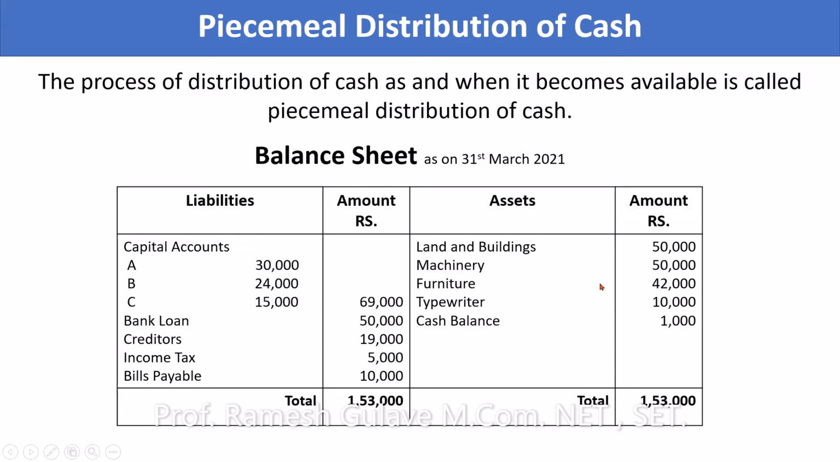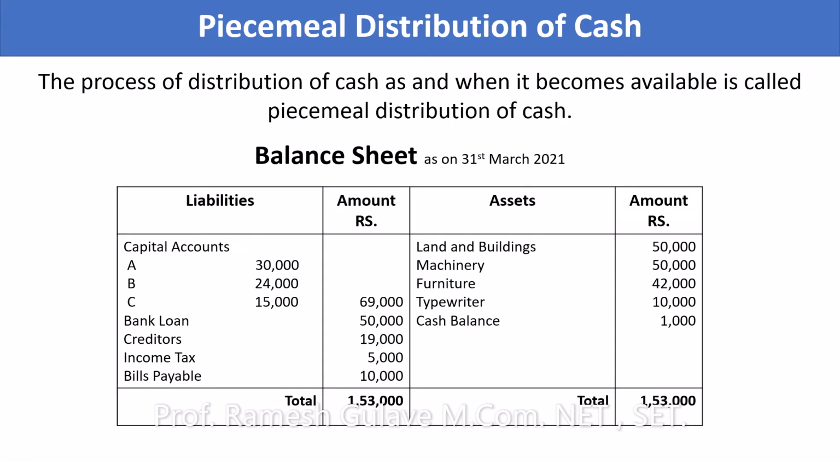But in reality it is not possible to sell all the assets on the same date, because in order to get a good price the assets are sold when they have demand. Hence assets are sold in parts or pieces and the cash generated from sale is immediately paid to the rightful claimants. Therefore cash is distributed in pieces or parts, and the whole process is known as piecemeal distribution of cash.